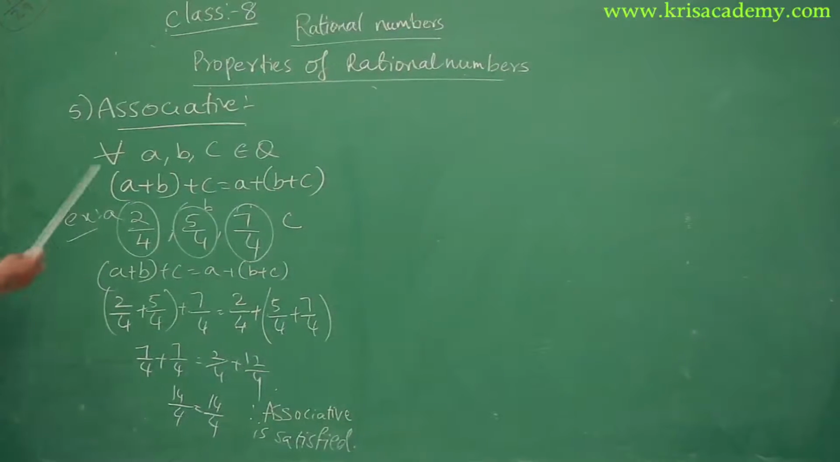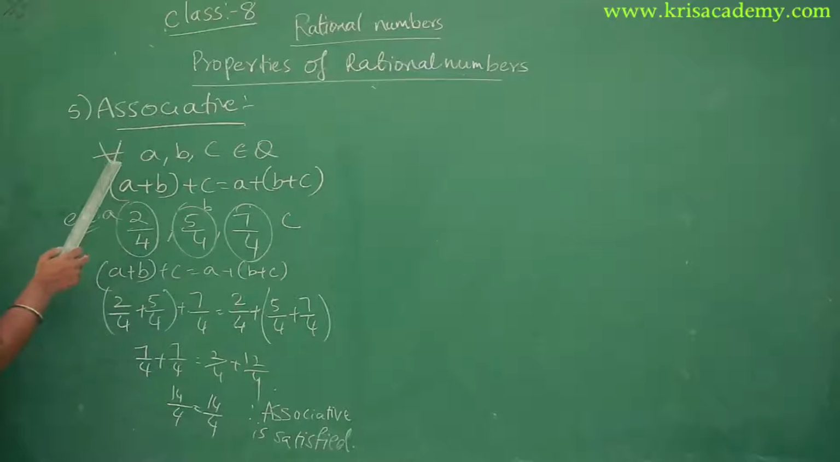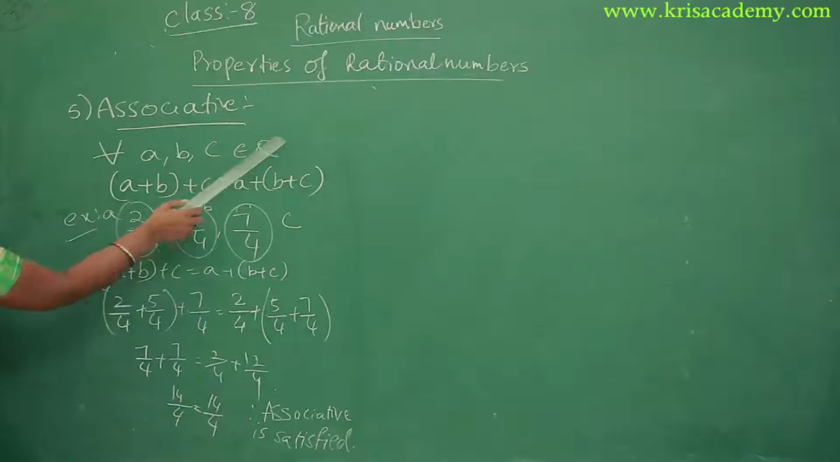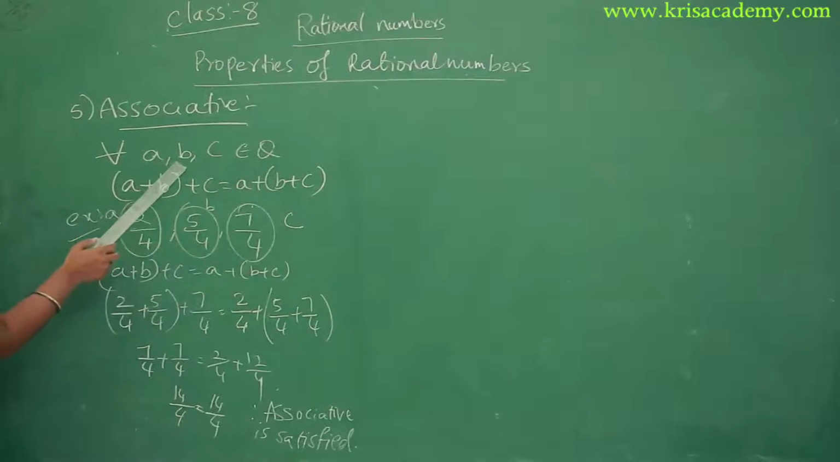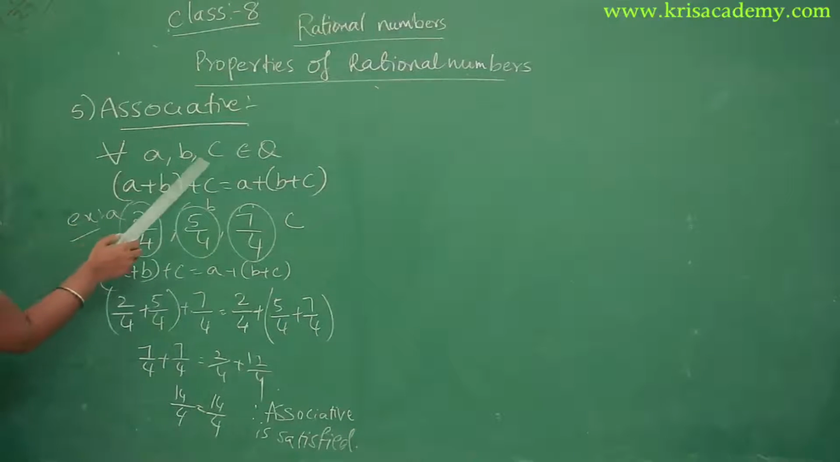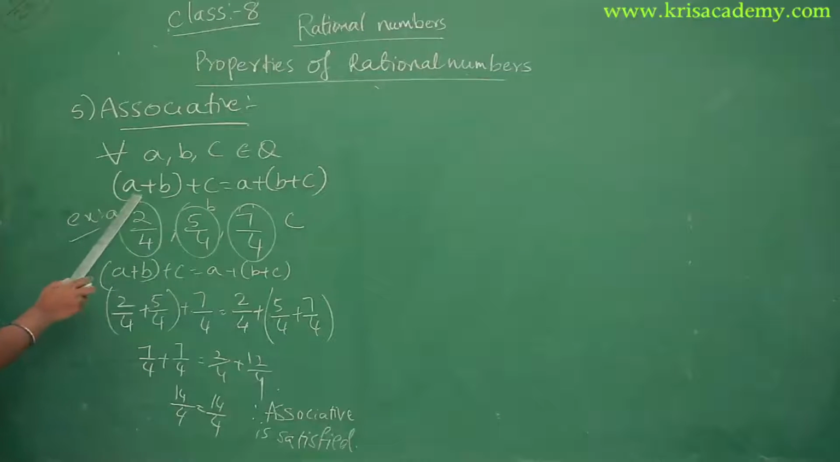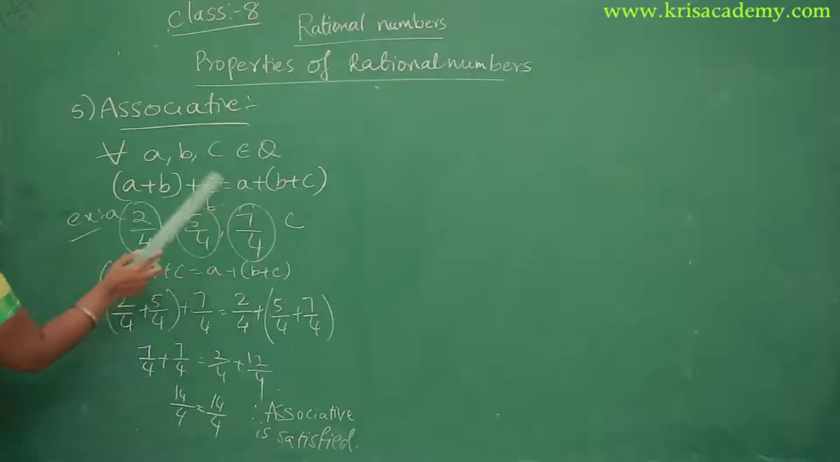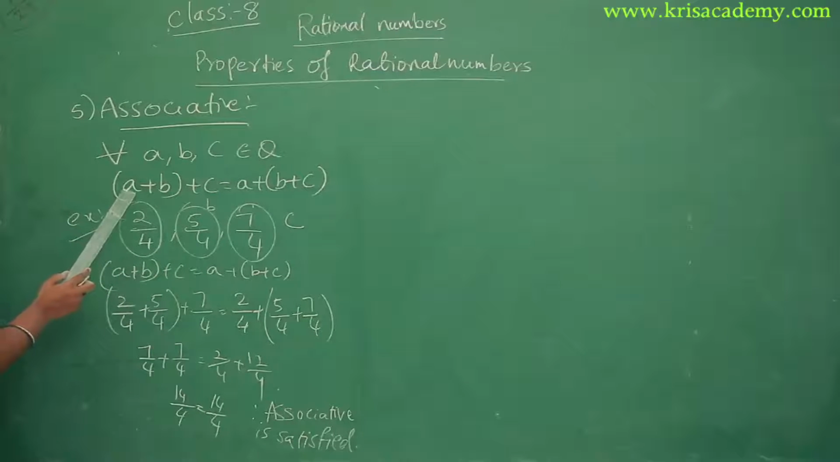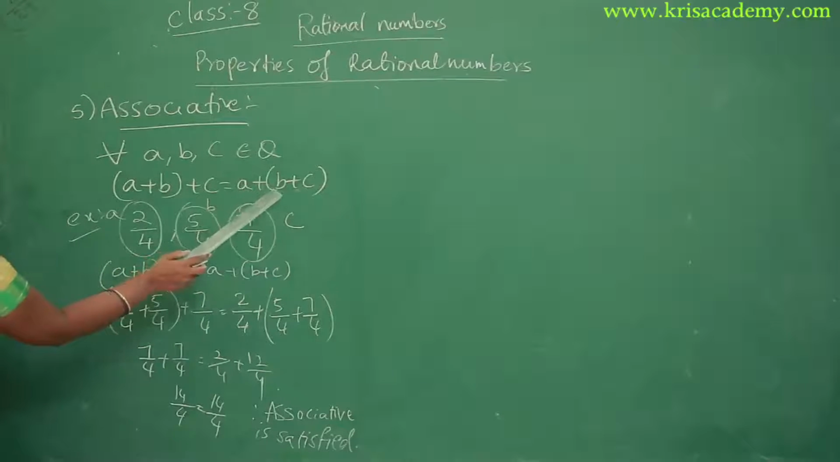So now the last property of addition is associative. For all A, B, C belongs to Q. Commutative we have taken 2, in associative we will take 3. A, B, C are 3 rational numbers. This is your associative property: (A plus B) plus C is equal to A plus (B plus C). When we write it, we should show the variation: (A plus B) plus C is equal to A plus (B plus C).